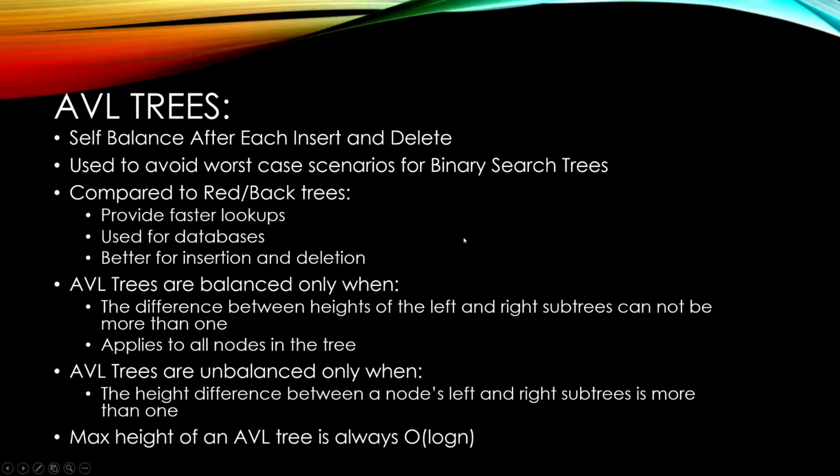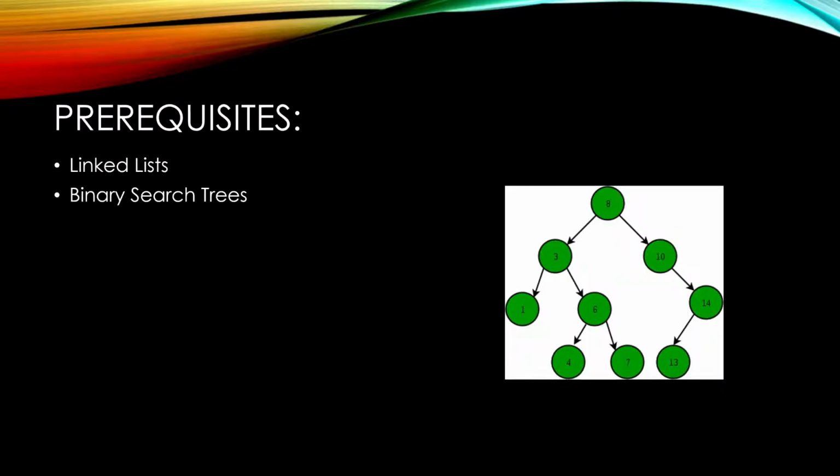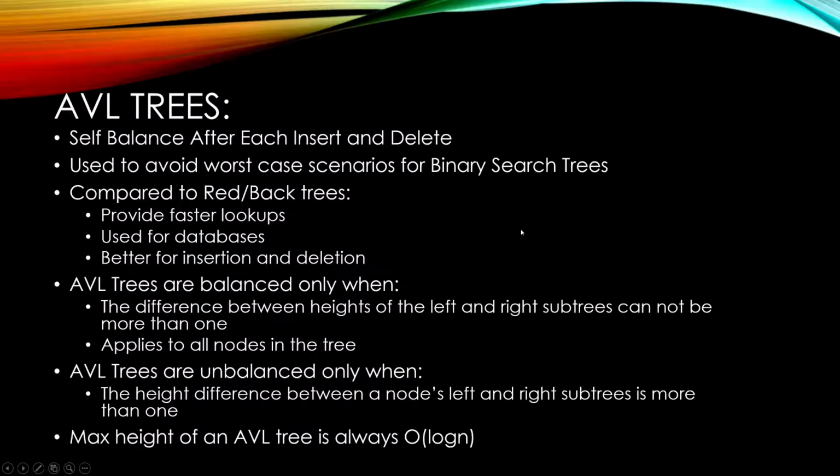AVL trees are essentially binary search trees that self-balance after inserting or deleting a node. They're used to avoid the worst case scenario for binary search trees, when either the left or right side is either too long or too short, and that causes inaccurate or inconsistent search times. And that's pretty bad when managing data in the programming world.